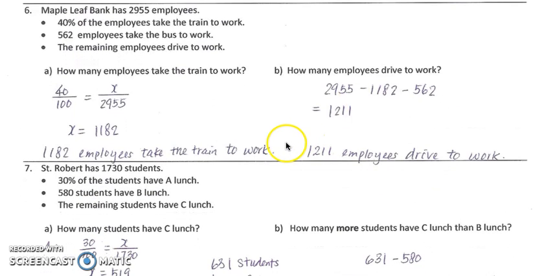Number 6. Maple Leaf Bank has 2,955 employees. 40% of the employees take the train to work. 562 employees take the bus to work. The remaining employees drive to work. A. How many employees take the train to work? So we only need to know the train part, which is 40%. So 40 out of 100 is the same as X employees who take the train out of 2,955 employees.